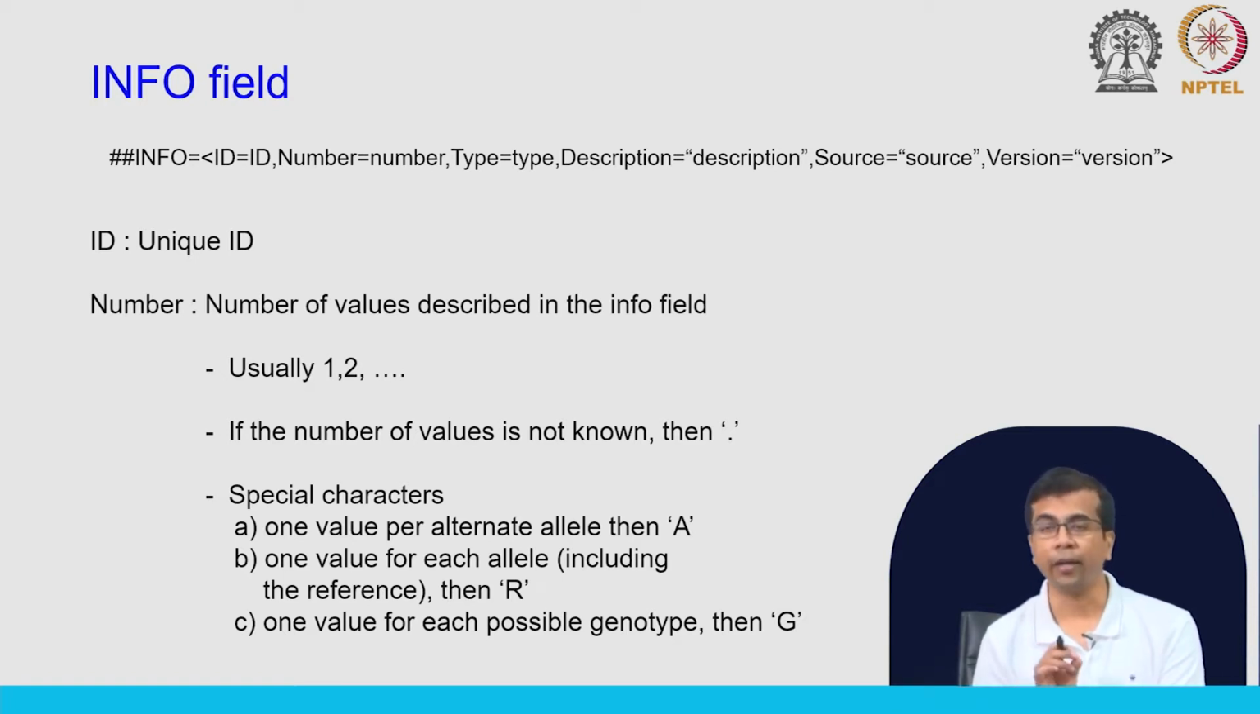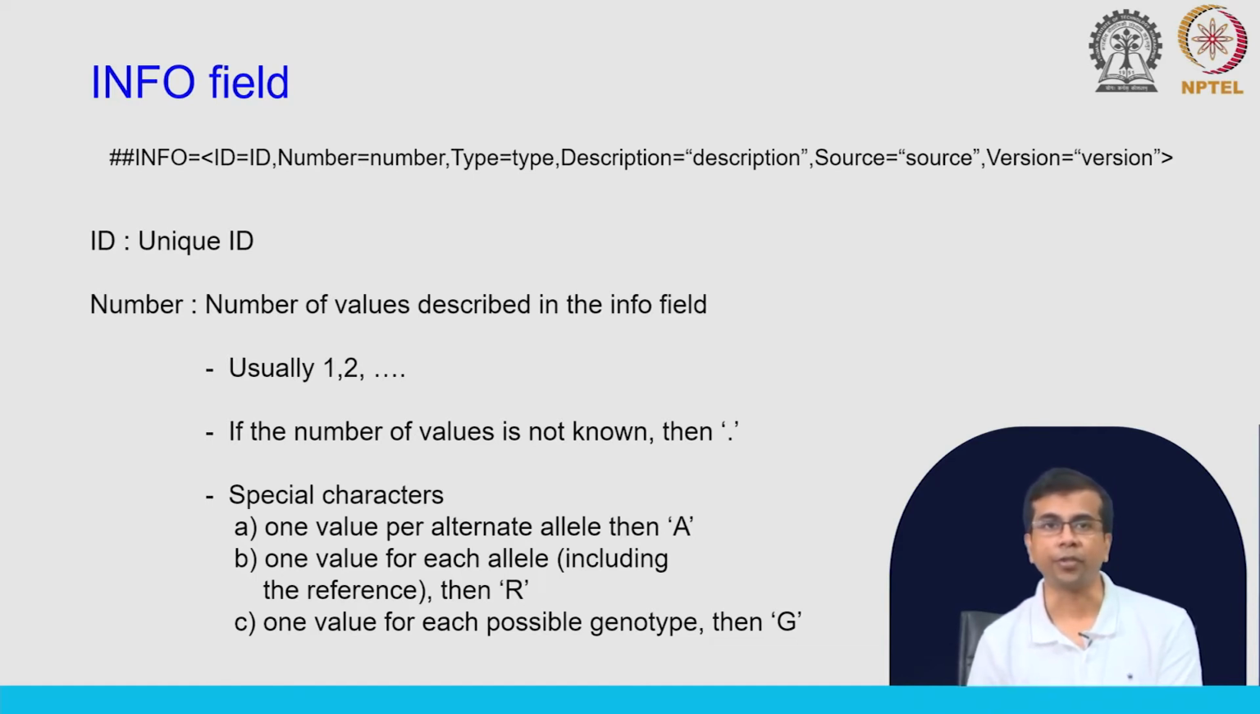Now, this may vary, because if you have 3 alternate alleles, you would expect 3 numbers. If you have 2 alternate alleles, then you will see 2 numbers. So that is how A is actually more relevant rather than specifying the exact number, because we do not know the number of alleles for each variant. So, this number of alleles can vary for each variant.